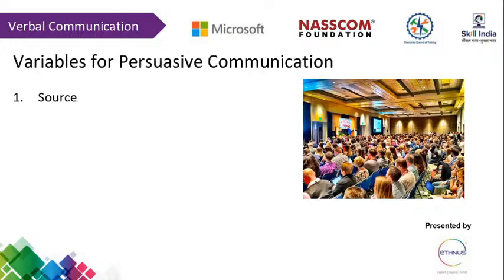The first one being the source. If I have to explain this one, it is something like what characteristics of the speaker affect the persuasive impact. Whenever you are talking about a product, it could be related to a brand, or related to a service, or also something where you are giving information which is very important for the other person. So that person will believe whatever you are saying. So source is the information and the main content that you will be delivering to others.